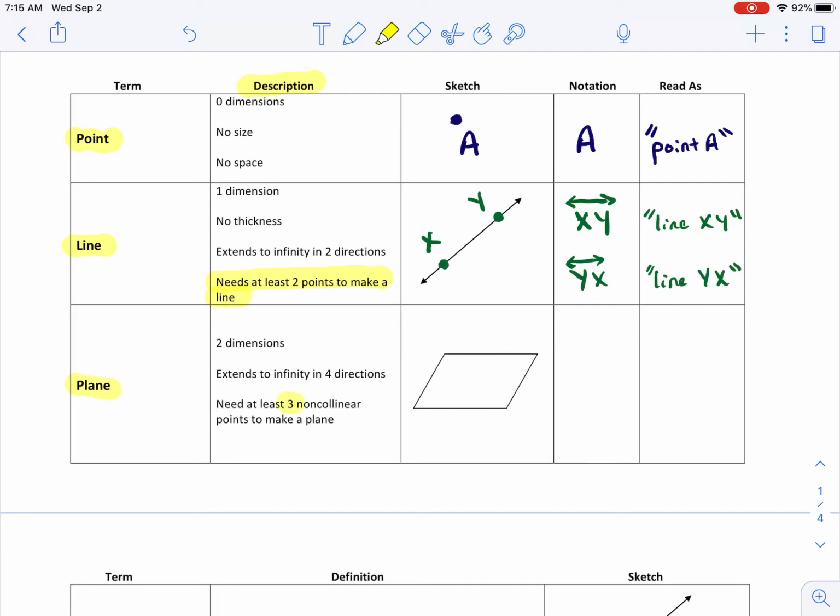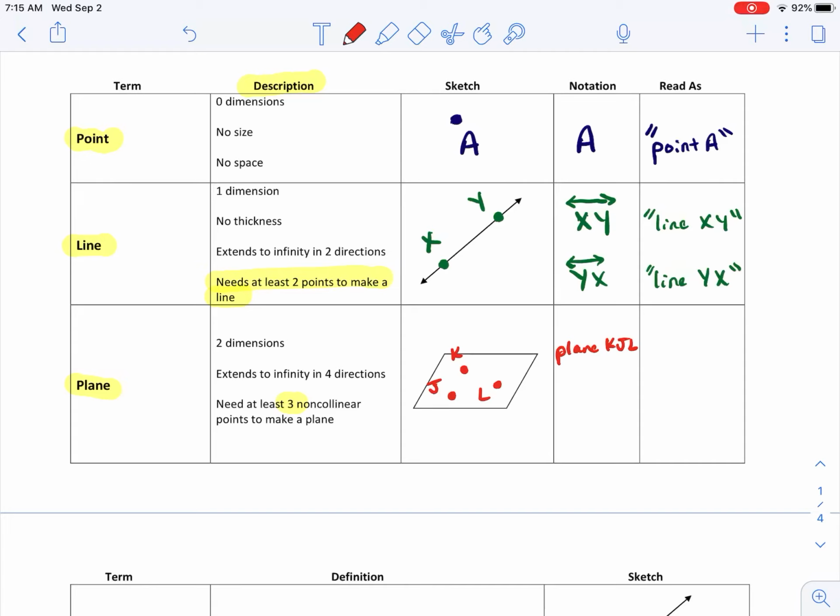It has 2 dimensions. And this one needs at least 3 non-collinear points. We're going to talk about non-collinear later, and what it really just means is if I were to have a plane, I need at least 3 points, and they can't all be in a line. So let's come up with new letters. Let's say K, J, and L. So I could notate this one then with those 3 points as plane KJL.